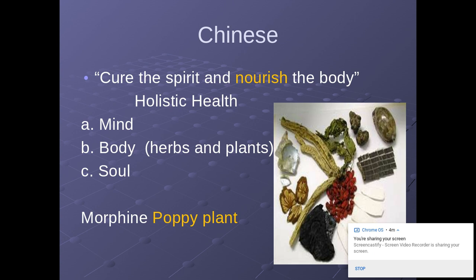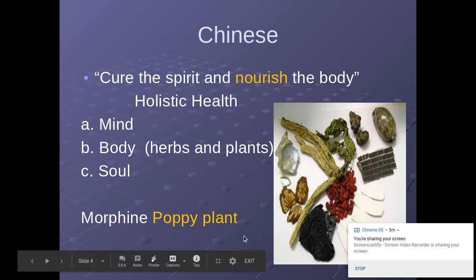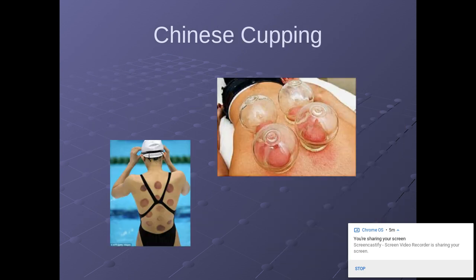And then the Chinese were the first to basically use morphine. So morphine is derived from the poppy plant. Morphine is a painkiller. And so they basically used that to help aid with healing, because if you're in pain, you're obviously going to have issues with your healing process.